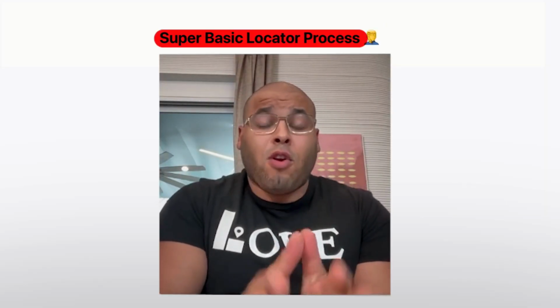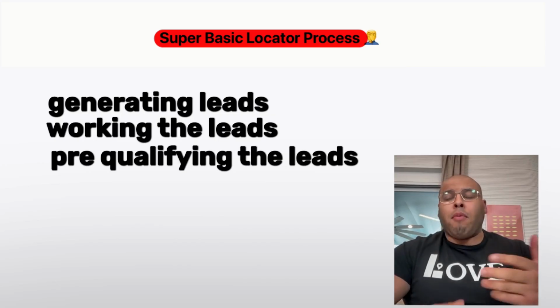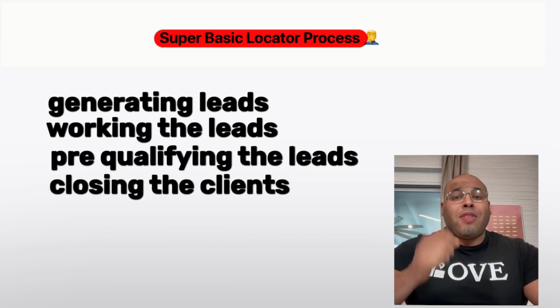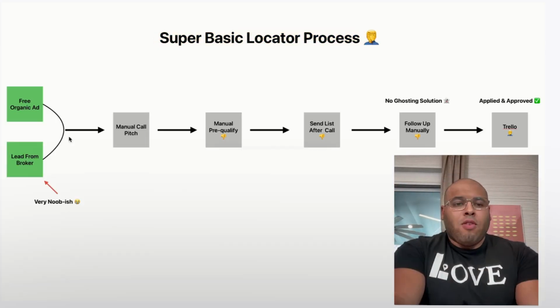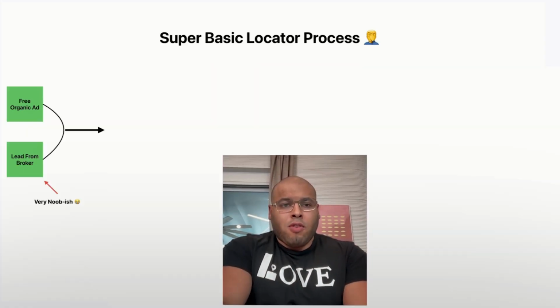All right, so here's the super basic locator process. 95% of the industry are actually using this method of generating leads, working the leads, pre-qualifying them all the way until the client writes the name of the agent on the rental application so they can earn commission. You can see a lot of these steps are manually executed by the agent. In just a moment, if you stick with us, we're going to show you our apartment locator funnel that we've developed over the years to really automate most of the tasks and get the most out of this business.